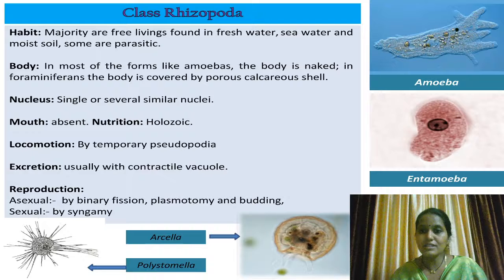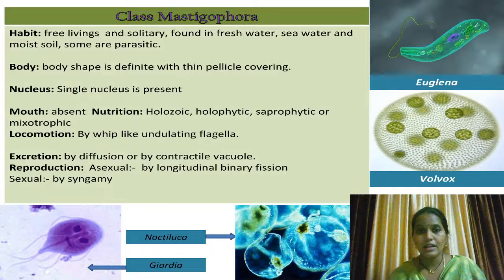Now here in the slide I have also shown you some of the representative forms of Rhizopoda: Amoeba, Entamoeba, Arcella, Polystomella. So these are the examples of class Rhizopoda. Let us study class Mastigophora.